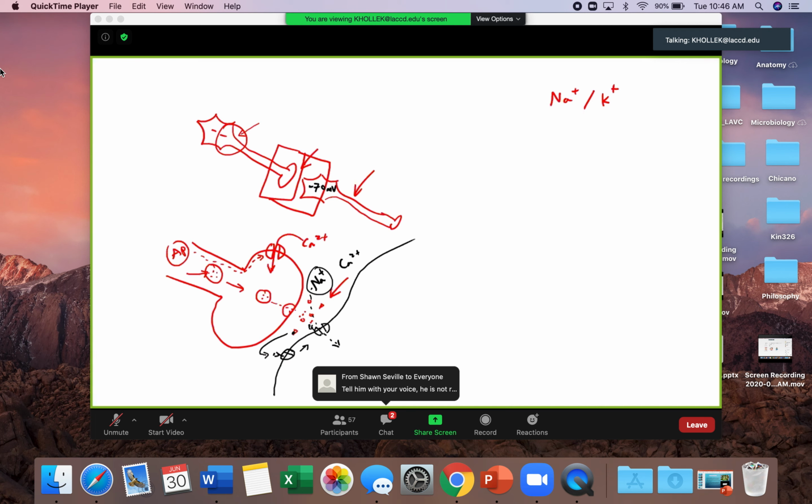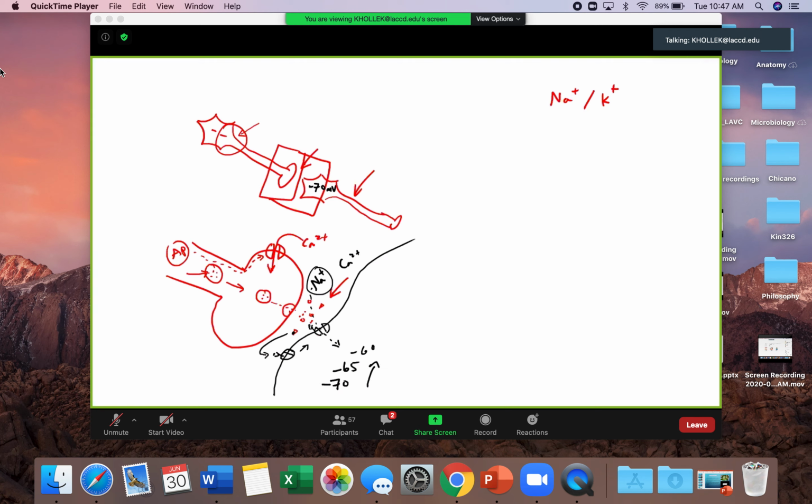Now, obviously, it becomes less negative. Less negative meaning what? Meaning a few of these sodium maybe going in, now it is negative 65. More is coming in, now it is negative 60. So you could see it's becoming less negative.